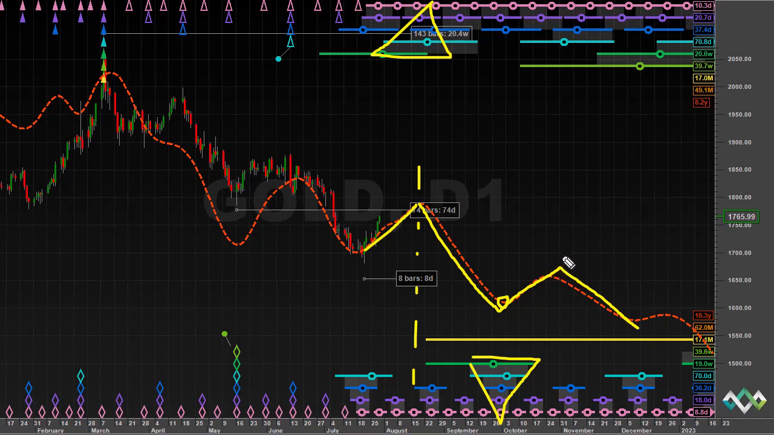Then price will rise into this peak over here, expected towards the end of October, before falling into this trough over here in early December. You will notice that the four legs of this M shape take longer to form in this analysis than in the other analysis, and that is certainly a feature of a more bearish market.